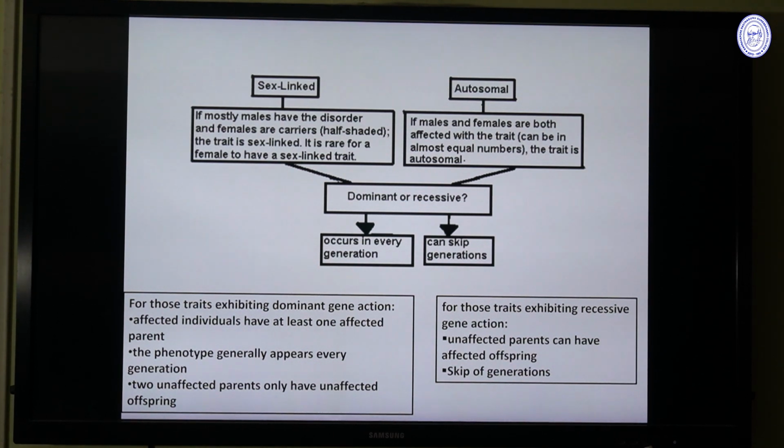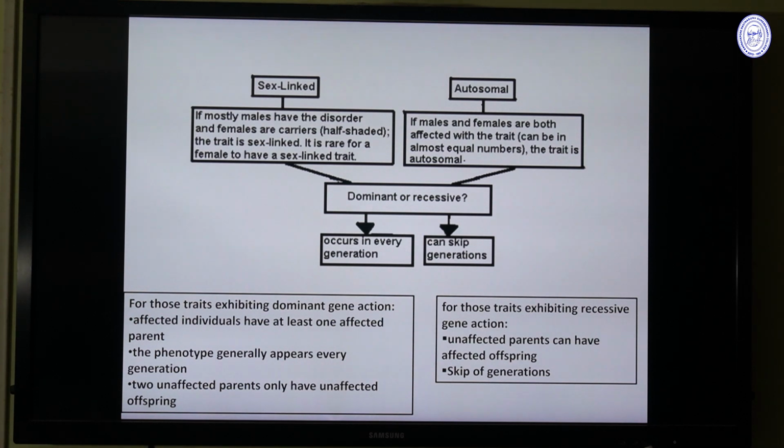Now, autosomal: males and females are both affected with the trait and can be of equal number, so that trait is autosomal. Now, coming to whether the trait is dominant or recessive. If it is dominant, the trait should come in each and every generation, and if it is recessive, the trait can skip 1 or 2 generations.